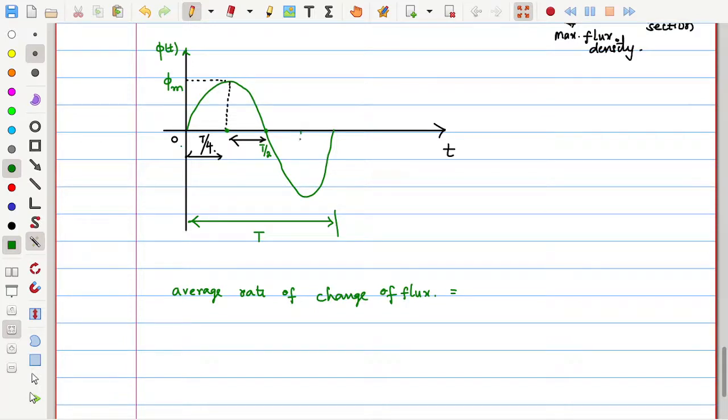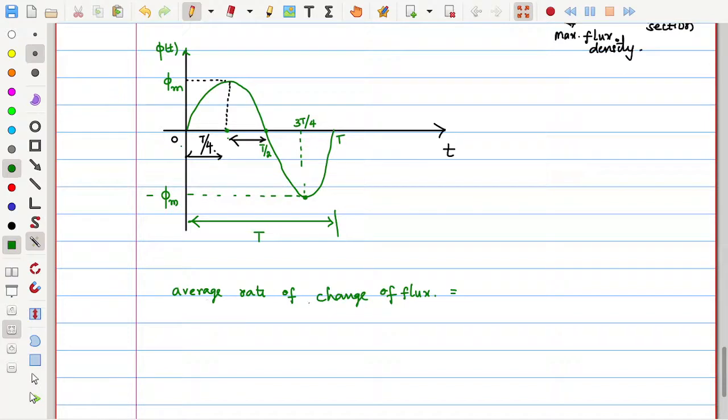Then again T by 2 to 3T by 4, the flux has changed one more time from 0 to minus phi m, and from 3T by 4 to T the flux has changed from minus phi m to 0. Means in this way you can observe that in every quarter the change in flux is phi m. Like 0 to T by 4 change in flux is phi m, and T by 4 to T by 2 change in flux is phi m, and T by 2 to 3T by 4 change in flux is phi m, like that.